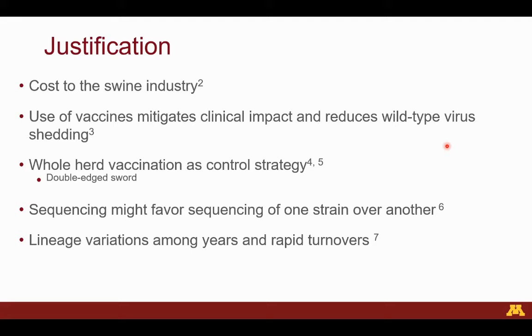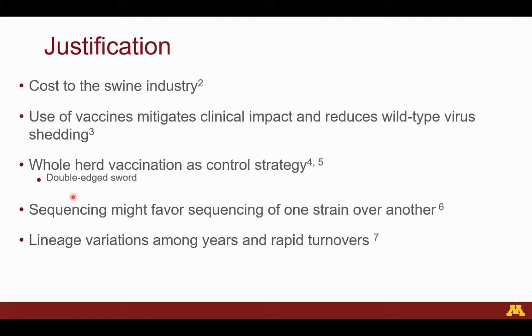So why is this so important? Well, first because of its high cost in the swine industry. It accounts for $0.6 billion a year, which is a lot of money. And we know that there are vaccines that we can use to mitigate the impact and reduce the shedding of the wild-type infection. So that's why it's used as a control strategy.